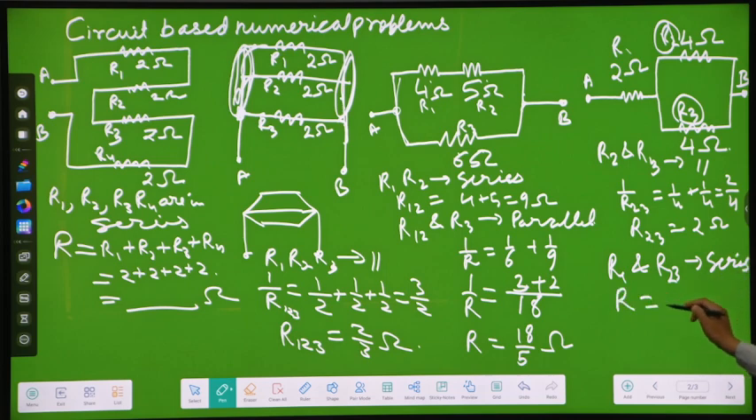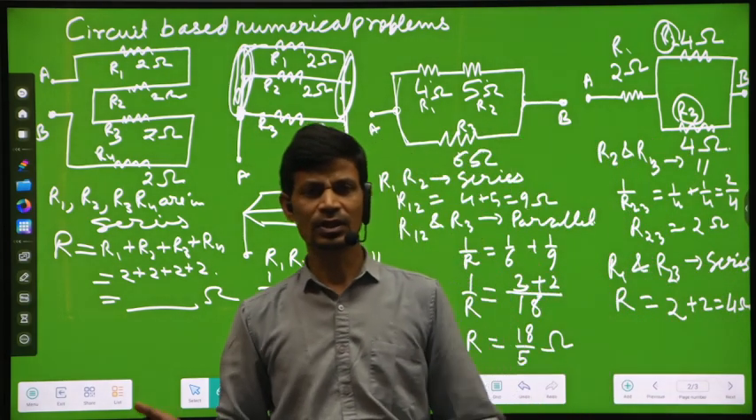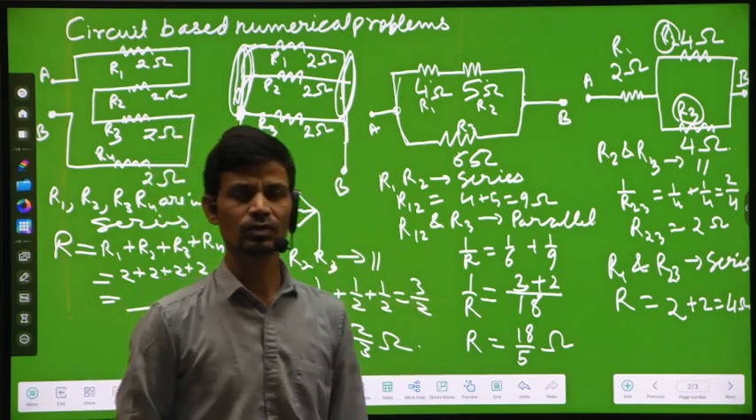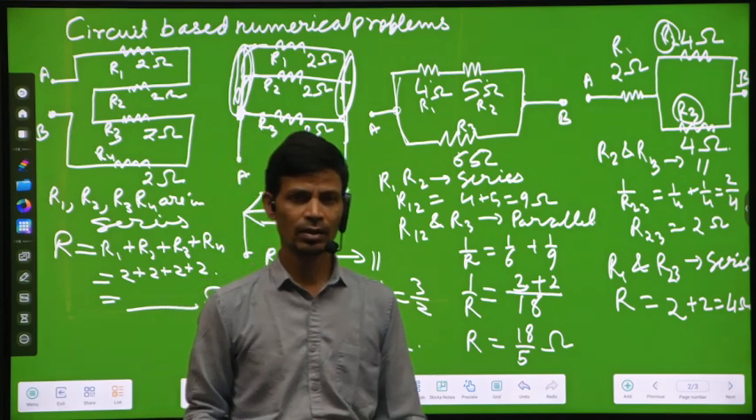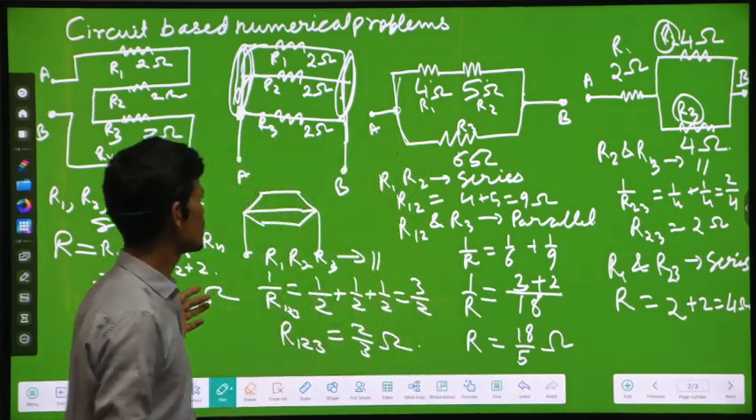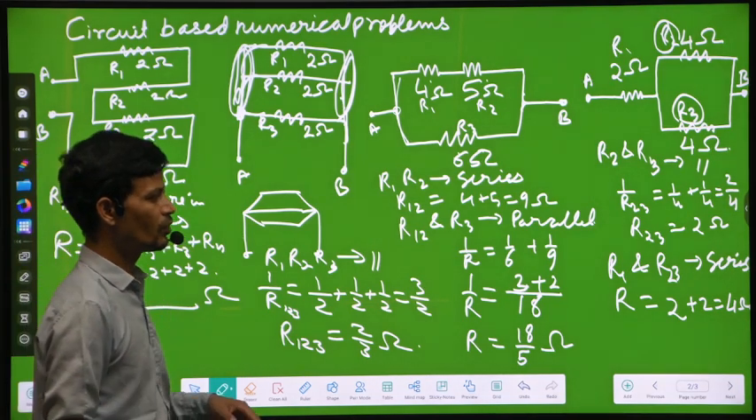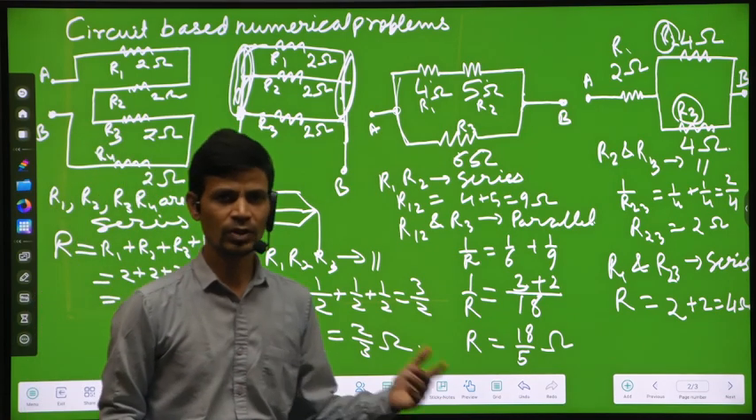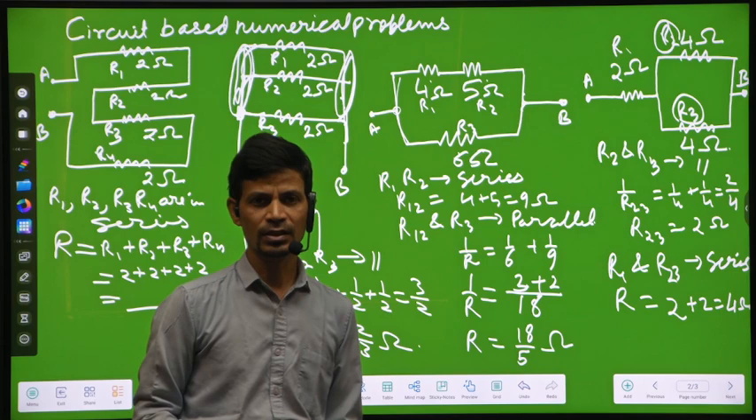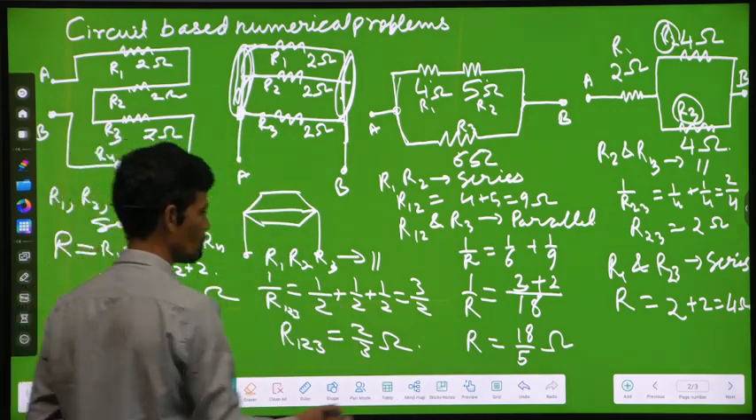So R is equal to the sum of both, 2 plus 2, that is 4 ohm. Till now these circuits were quite easy to solve, and we just need to simplify the circuit. But there are some questions in which a different question is also asked, like the current in the circuit or the potential difference across any of the components.